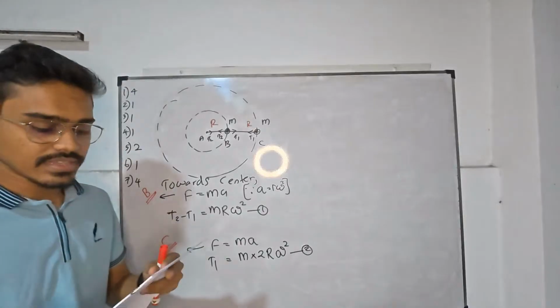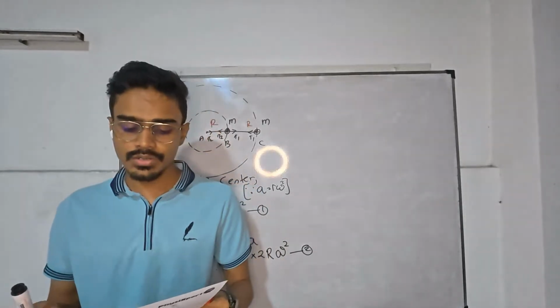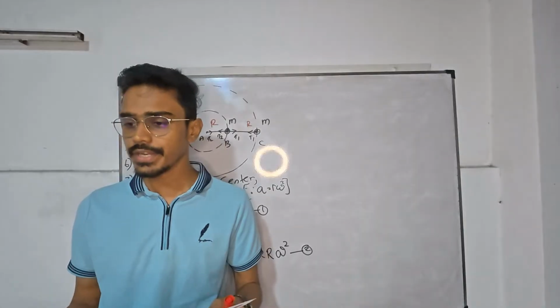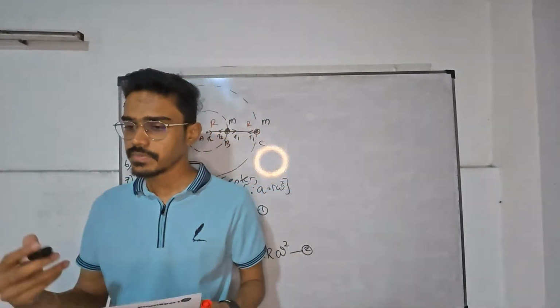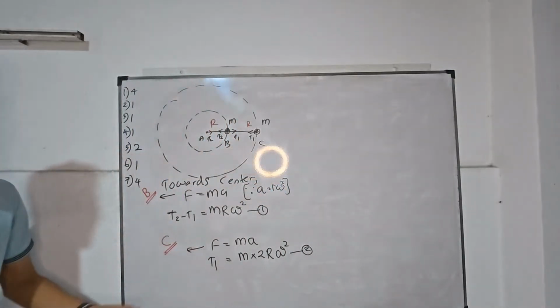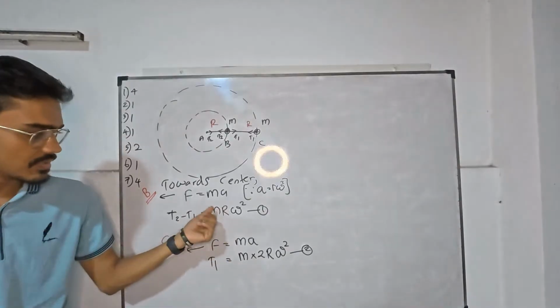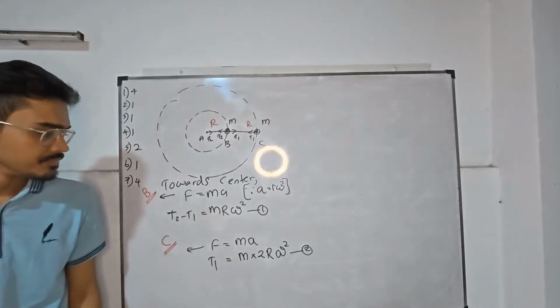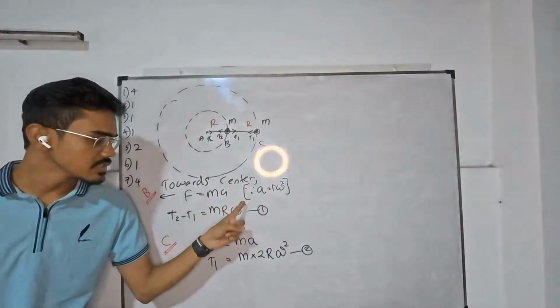Now what they ask is a relationship between T2 and T1, that is actually T2 in terms of T1. You can divide the equations and get the answer, because I need to cancel M R omega squared. Or else we can substitute. I'm going to substitute because here we have an answer for M R omega squared.